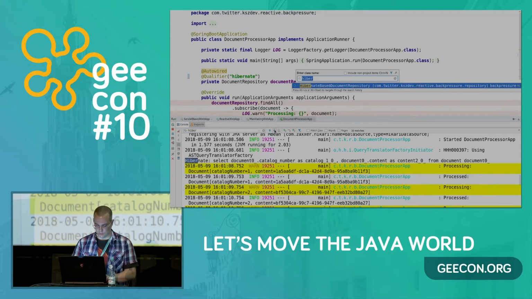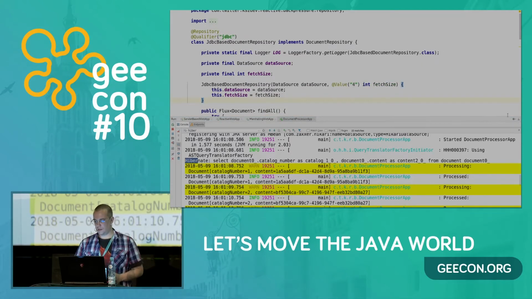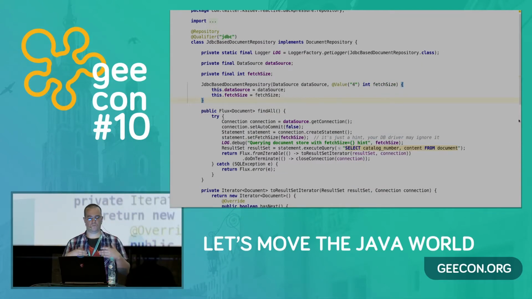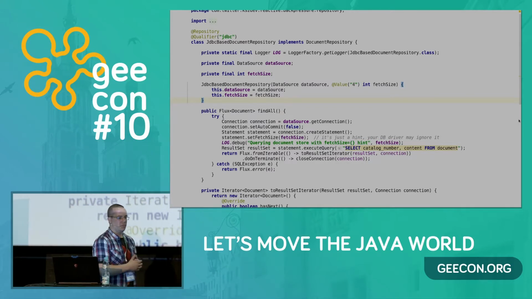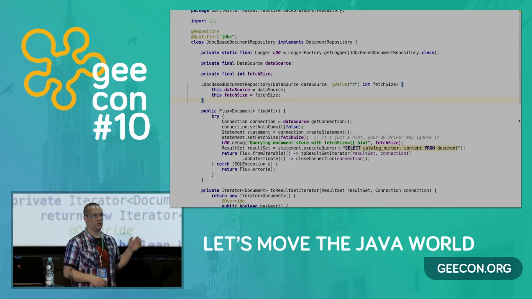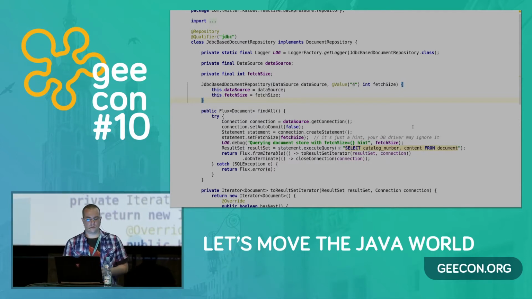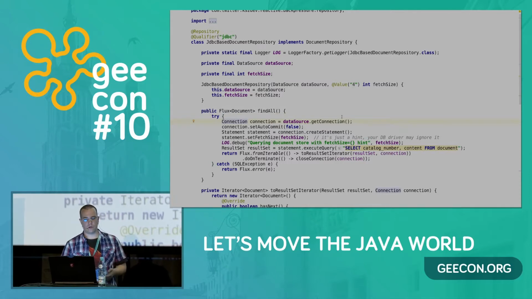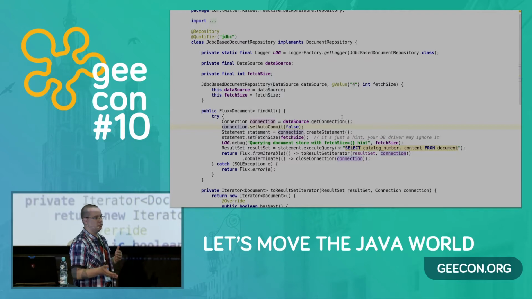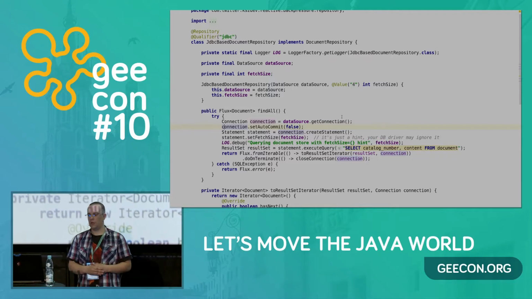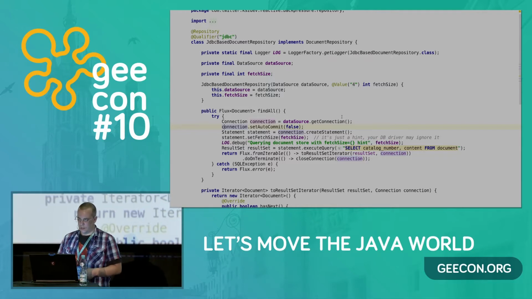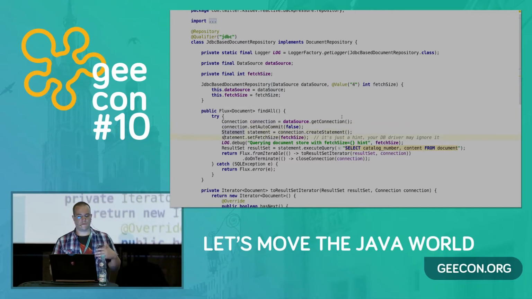This is a JDBC-based implementation, and this isn't a production-ready implementation. This is just for the sake of learning how it could look. So what we are doing here, we're obtaining a connection from our data source. We're setting auto commit to false, just to be able to, for example, use a DB cursor. Then we are creating a statement and setting a fetch size.